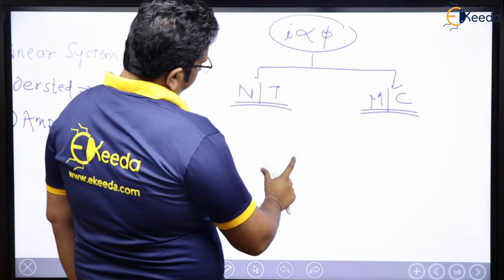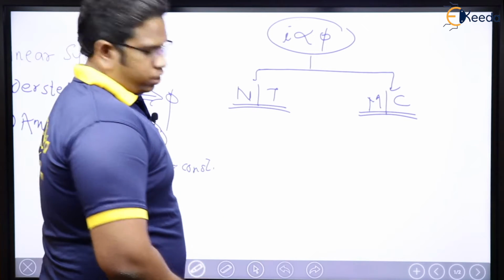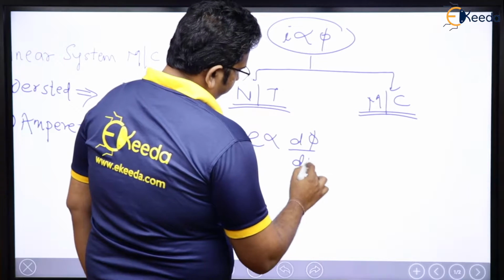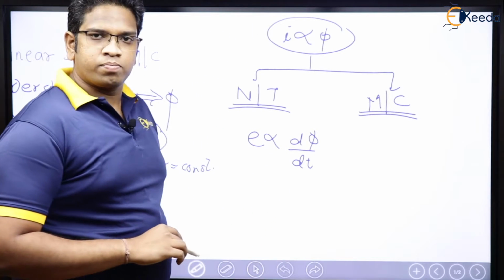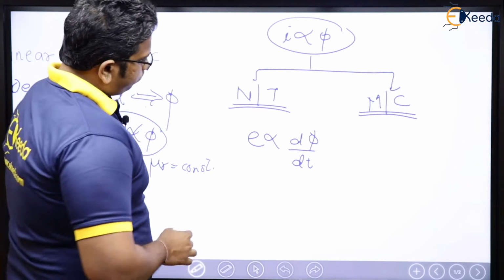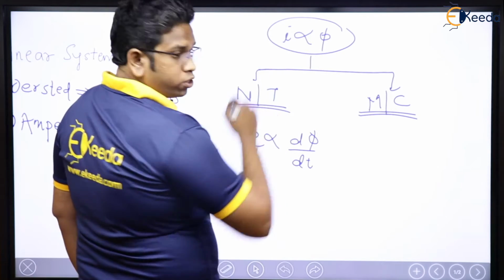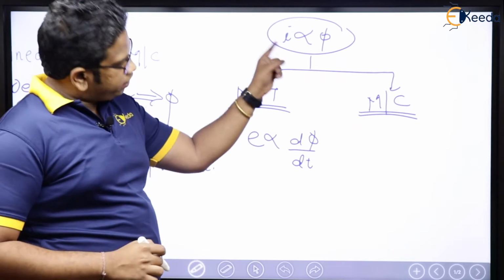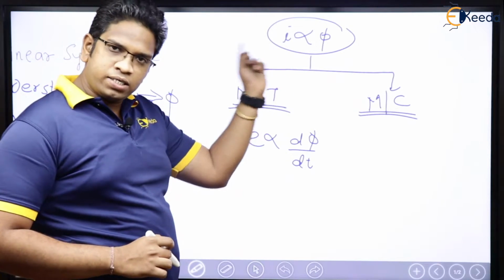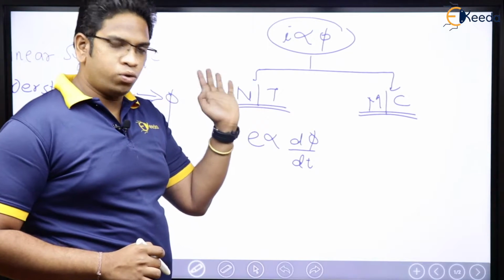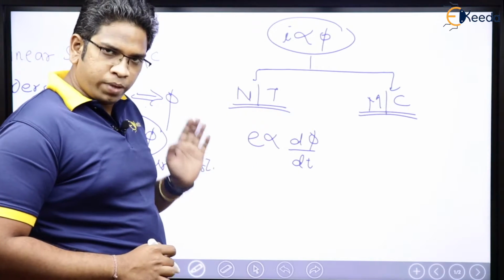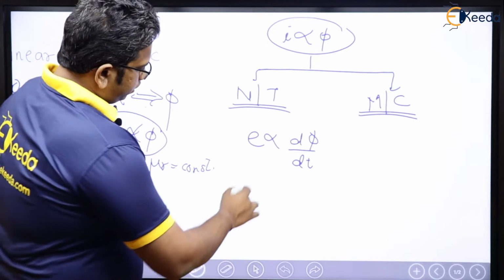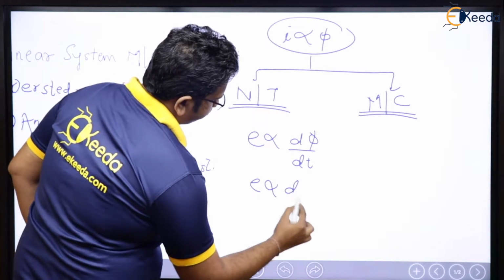See. Now, we know that E is proportional to d phi by dt. Who said this? Mr. Faraday, right? Now, you tell me, if I is proportional to phi, meaning that if I is doubled, flux is doubled, I is halved, flux is halved. So, when we are speaking in terms of proportionality, can I say that E is proportional to di by dt?